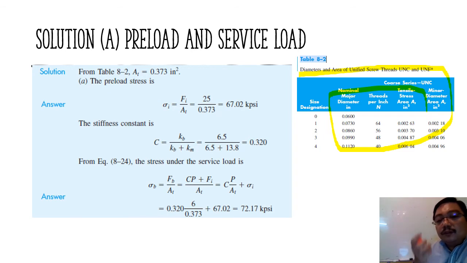So this is called the external load given by P. And then Fi is the initial load, At is the area of the thread. Put all the values into the equation, and you get 72.17 kpsi.